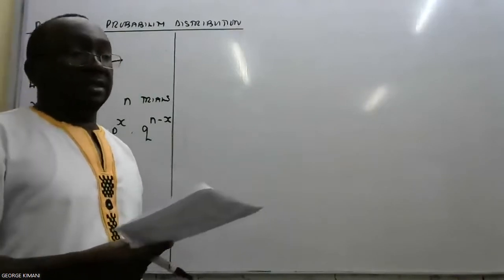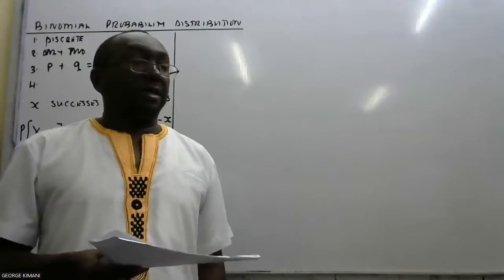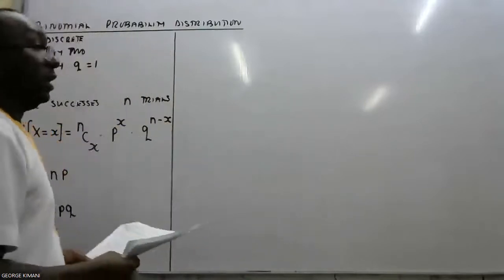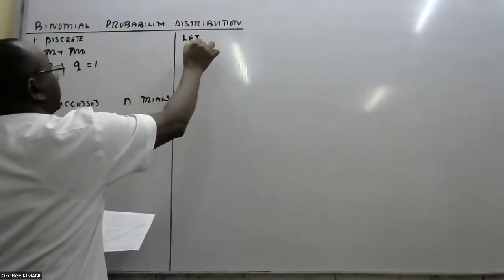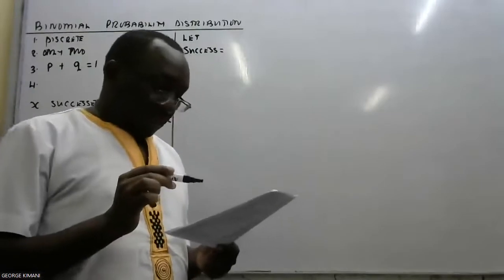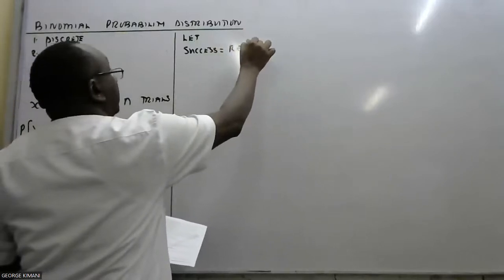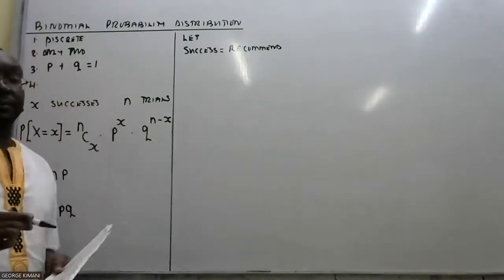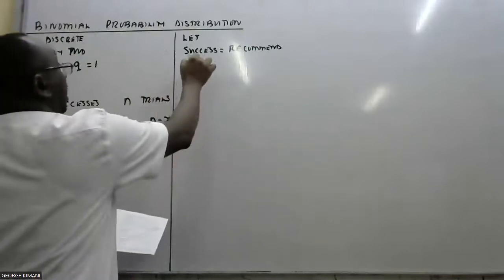So first of all, you can see this is discrete because discrete refers to what we cannot express as decimals. So the brokers cannot be expressed as decimals. And in solving that, we shall argue like this. Let success be what you desire. Our desire is, what is the probability that four of them are recommending? So success is recommend. That is our desire.